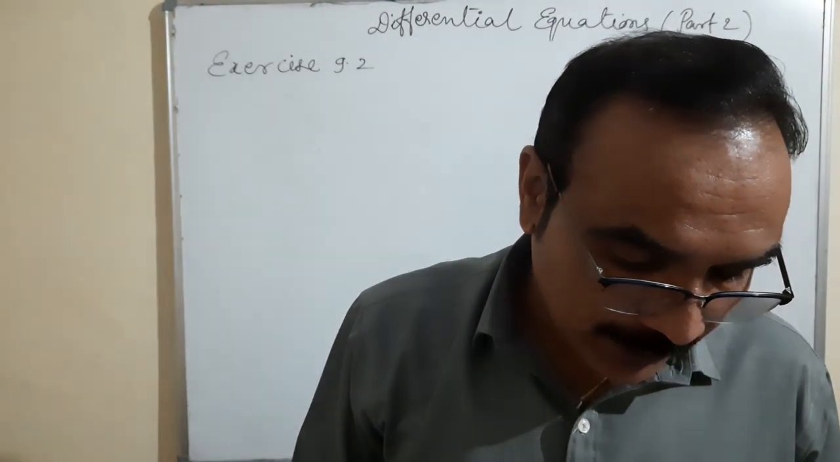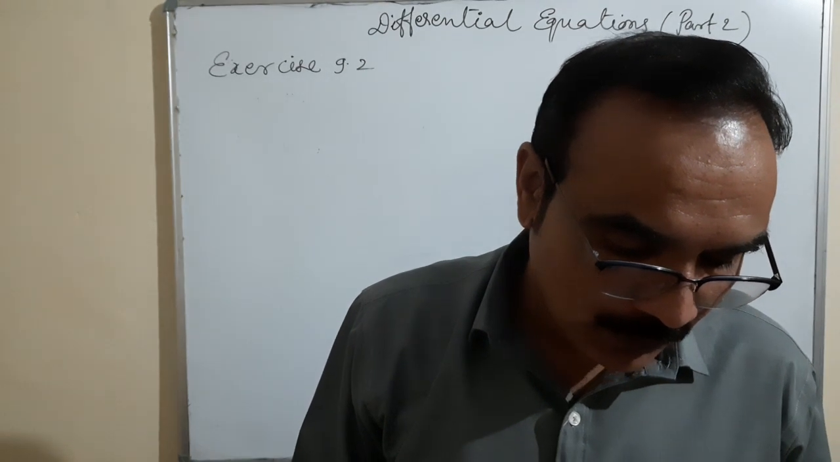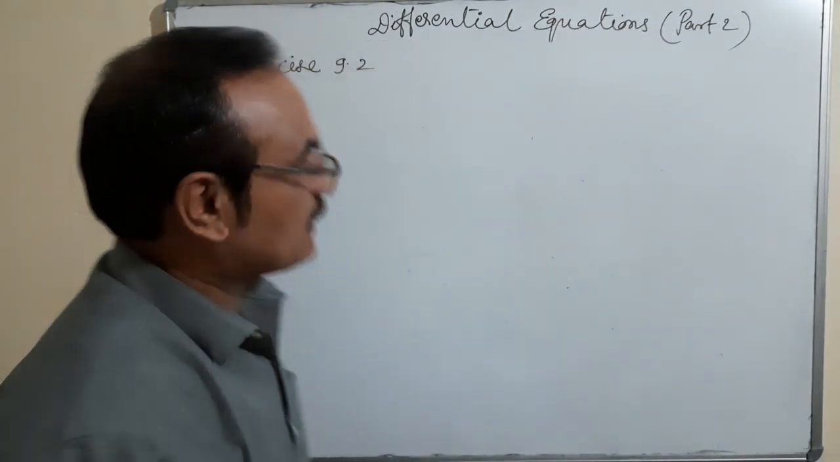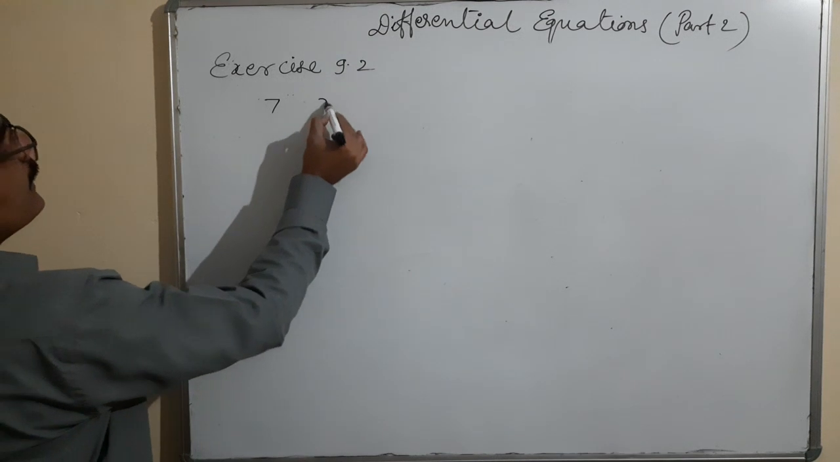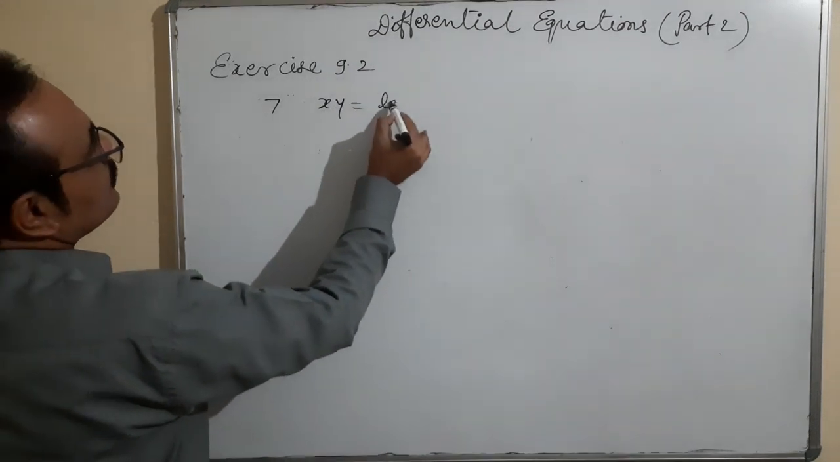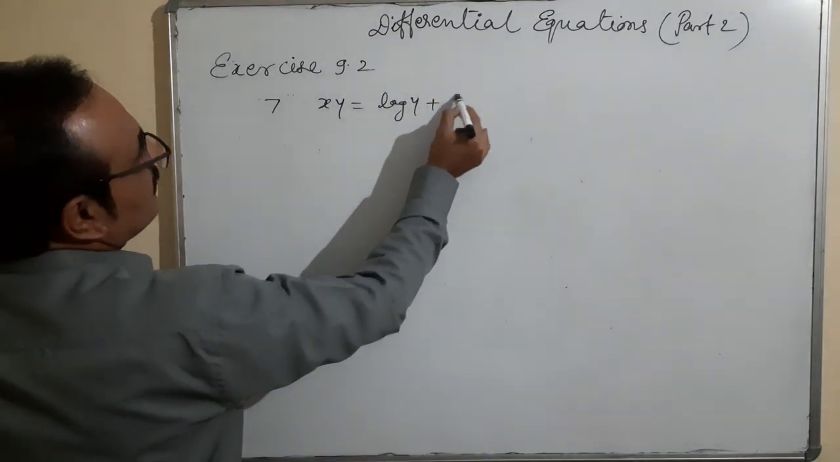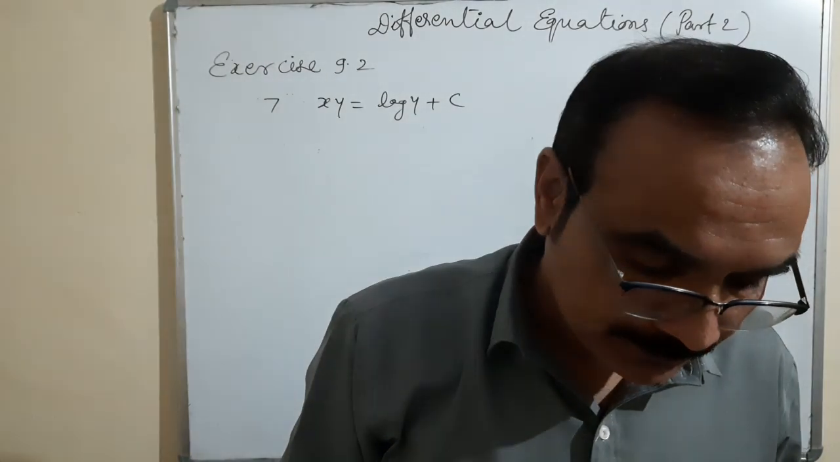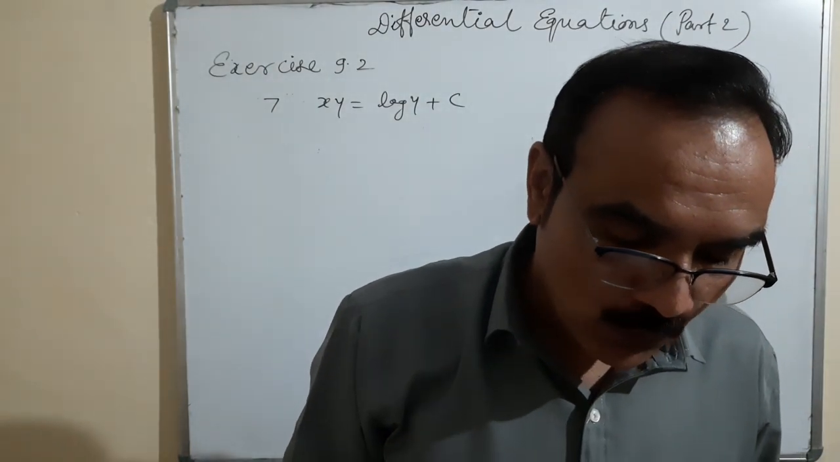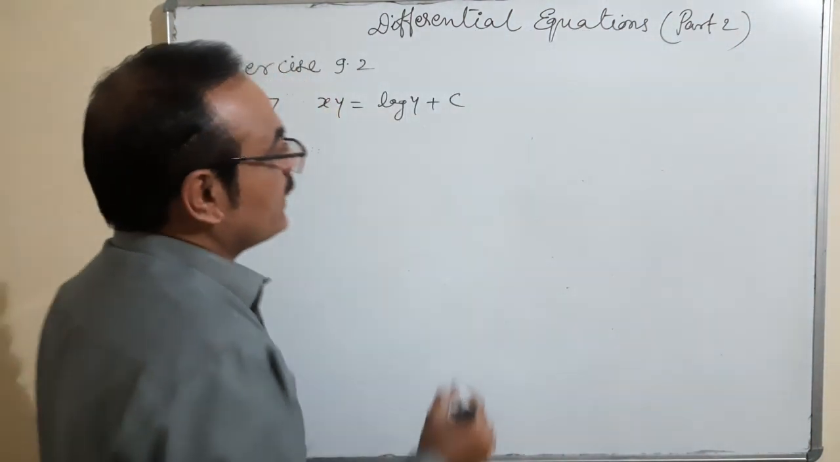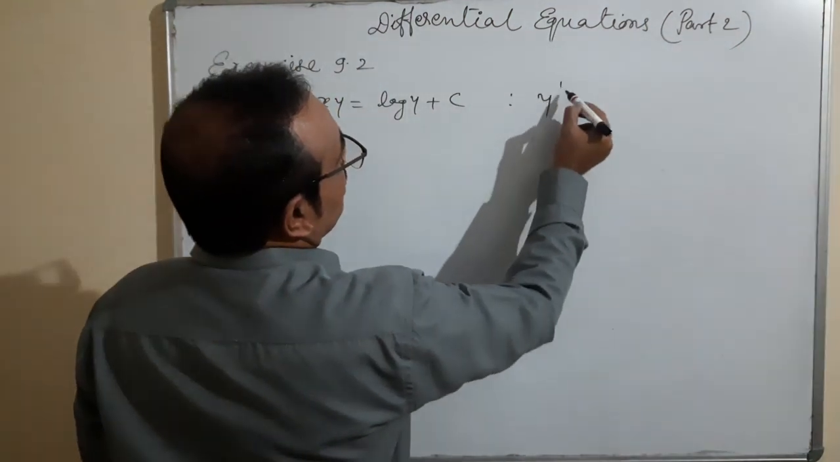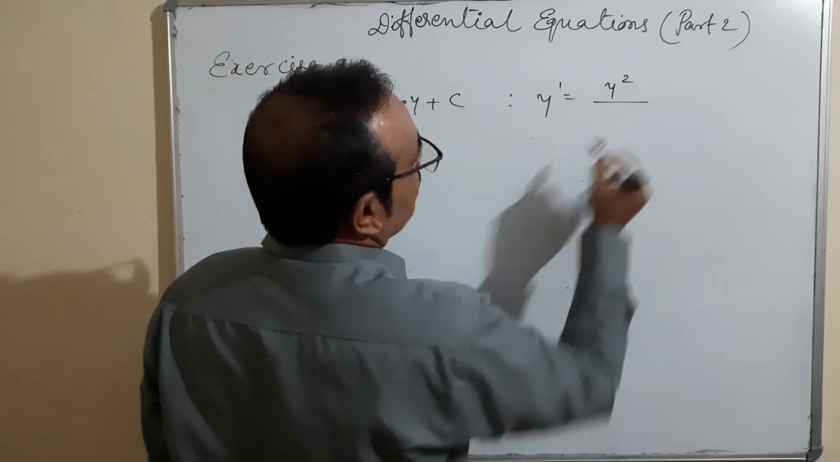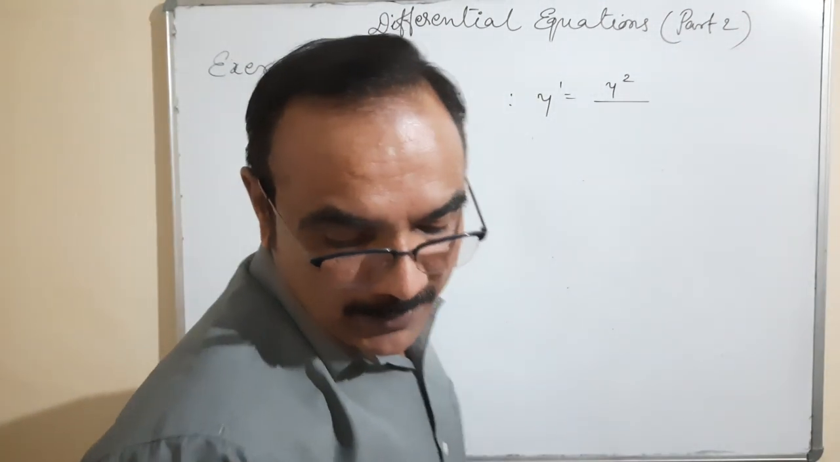After that, I want to take question number 7. xy is equal to log y plus c. 7th question. xy is equal to log y plus c. Y dash is equal to y square upon 1 minus xy.